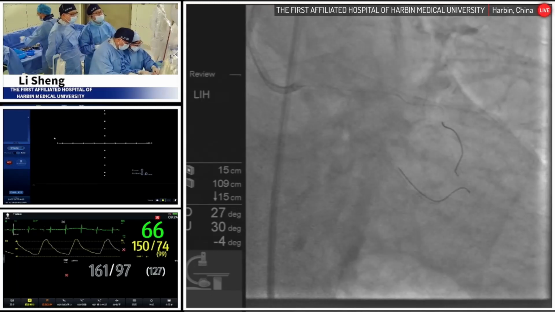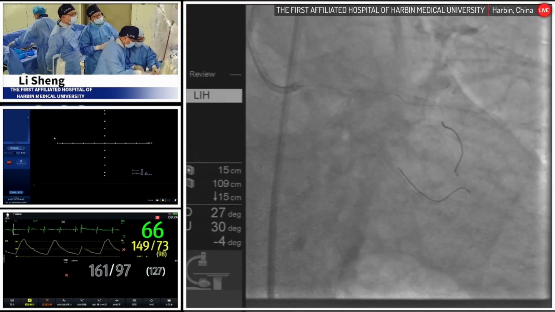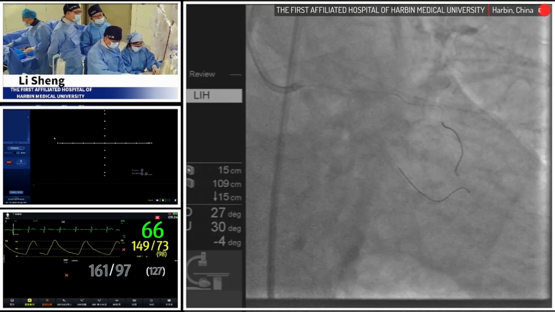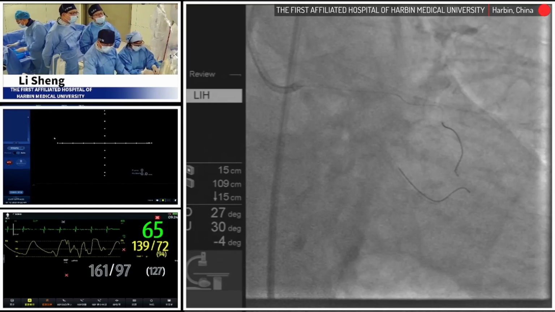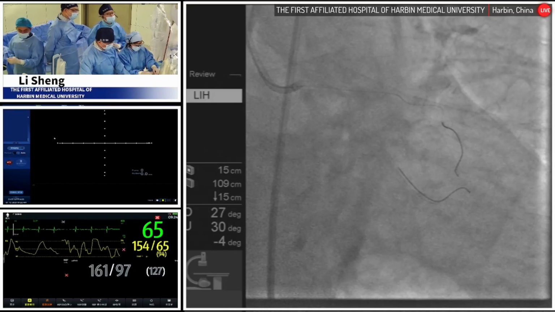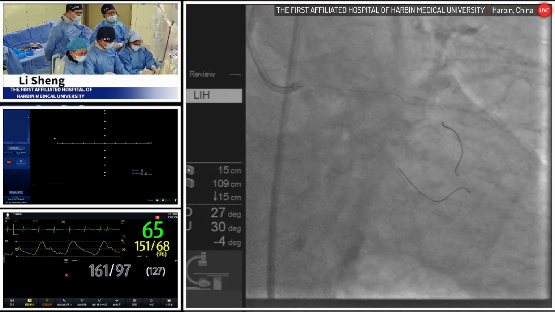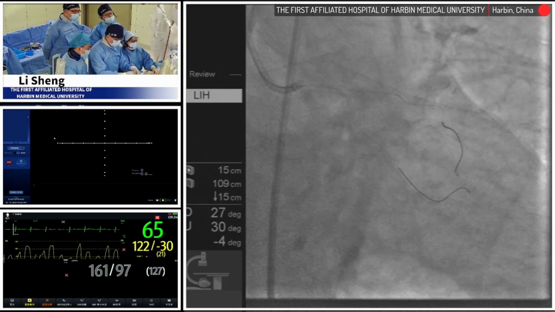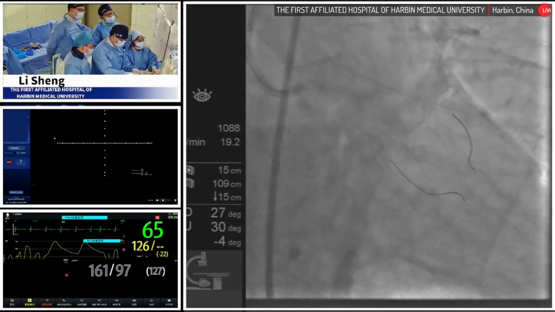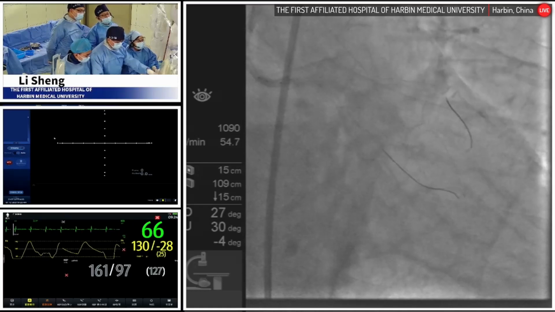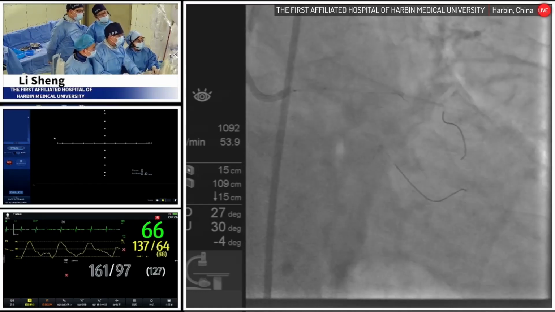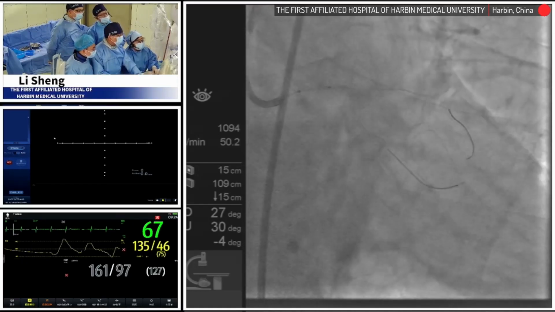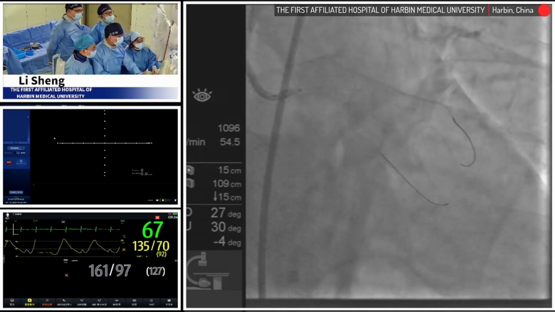So I think right now, after the dilatation of the scoring balloon, let's see, Dr. Sheng, are you still going to try the cutting balloon after the scoring balloon? Yes. We advanced the cutting balloon. Okay. You know, when there's severe calcification, it's always hard to treat this kind of lesion.